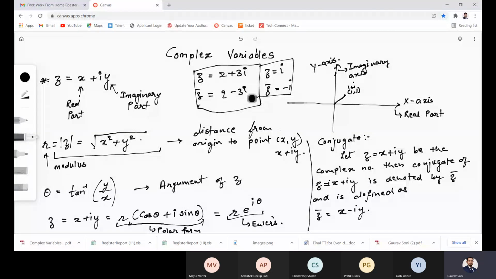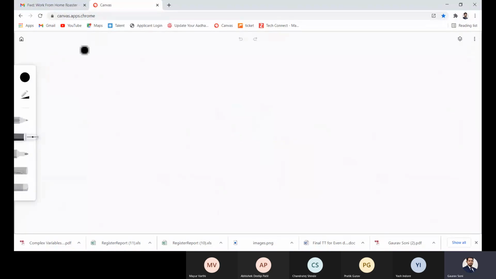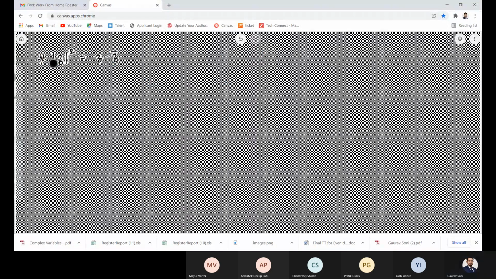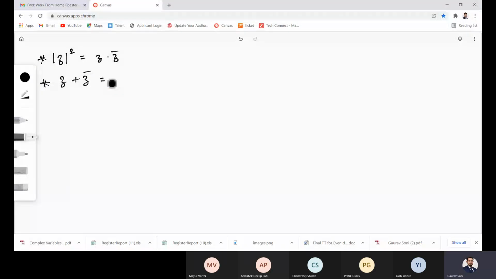So what is the use of conjugates? Conjugates are involved in a lot of properties, and one property that we will require from time to time is that mod of z square is nothing but z into z bar. When you take the product of a complex number and its conjugate, what we get is mod of z square. Another: z plus z bar. Can someone tell me what you get when you take z plus z bar?